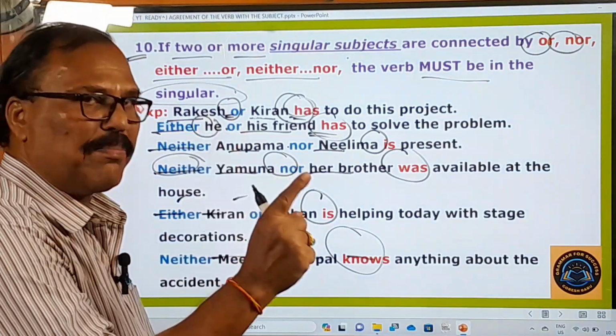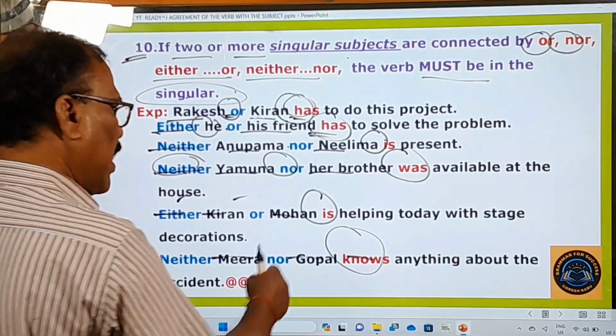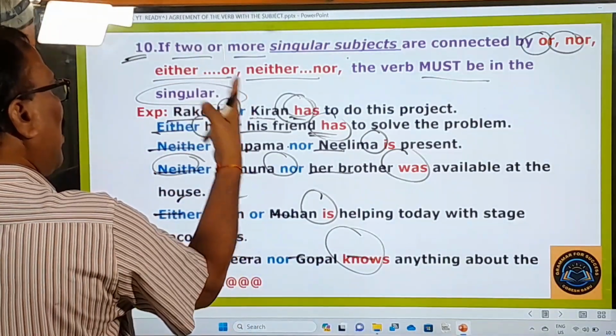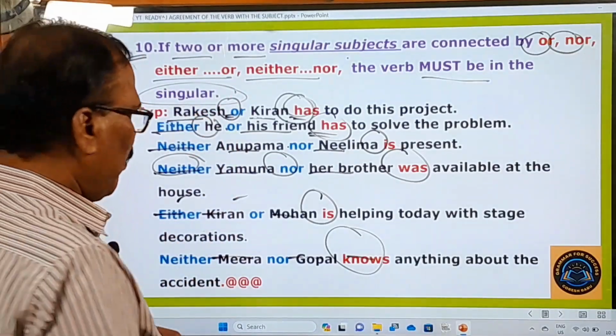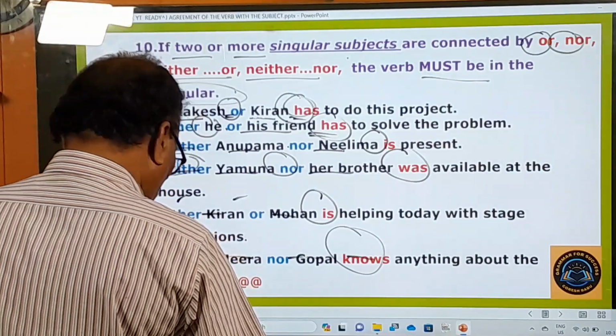Knows. Know is a plural verb. Knows is a singular verb, right? Knows anything about the accident. So in this way, this is also a very, very important rule from your examination point of view. Please watch this again and again. Now let's move on to the next rule.